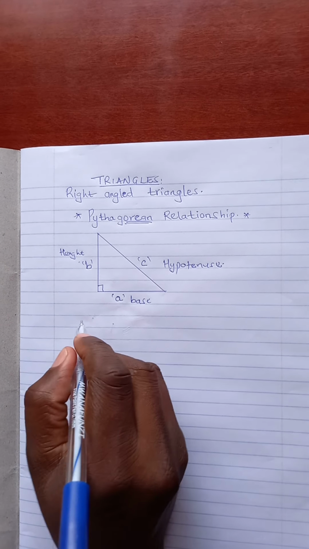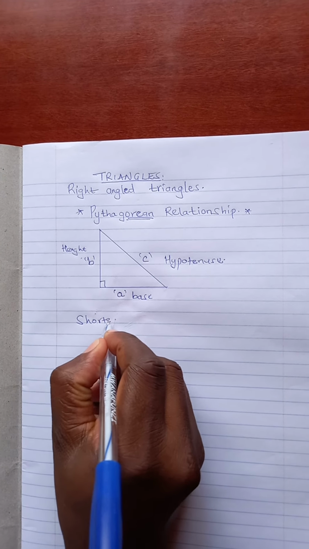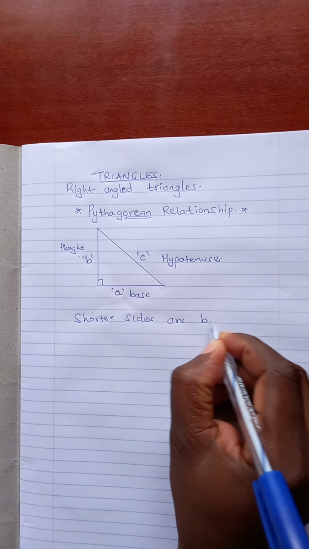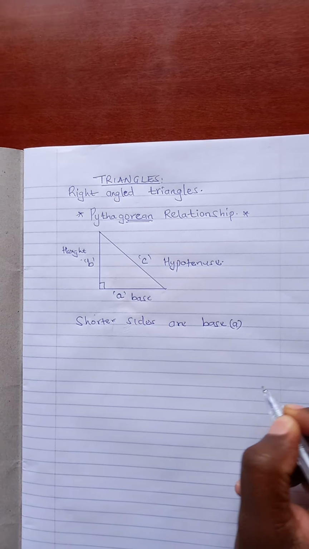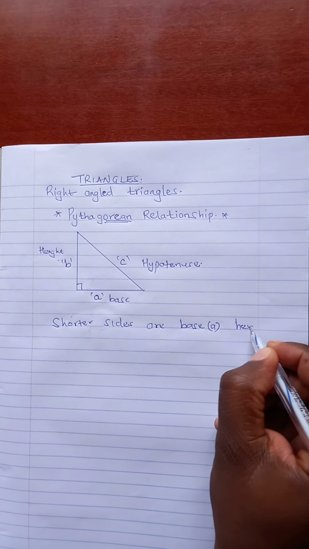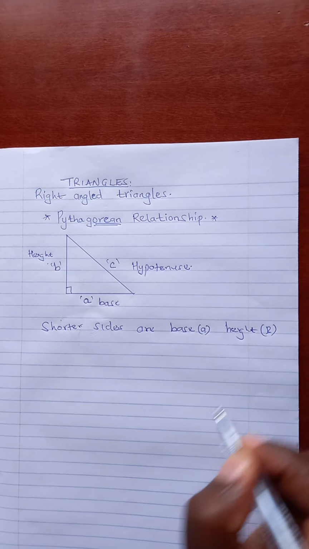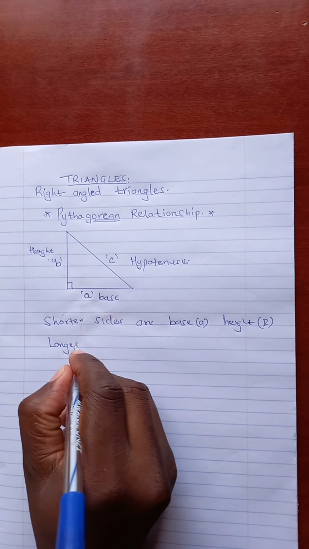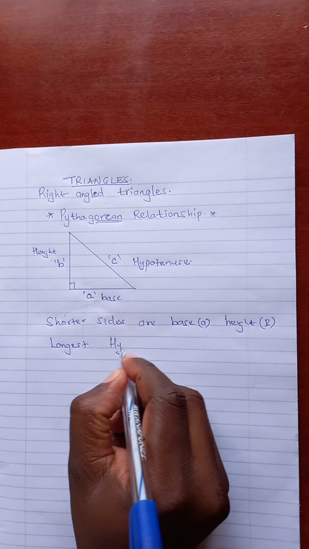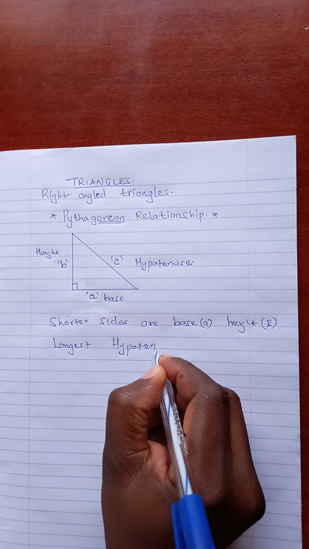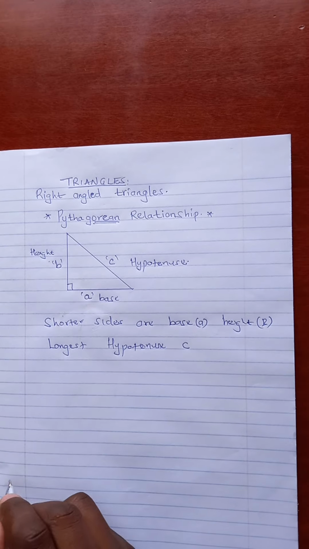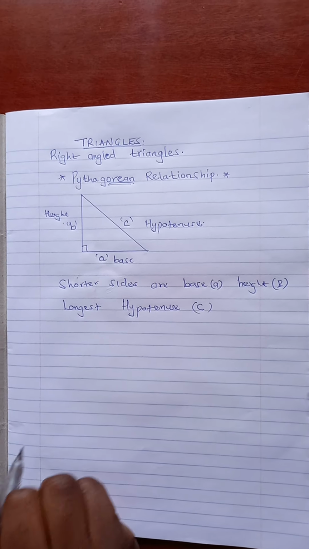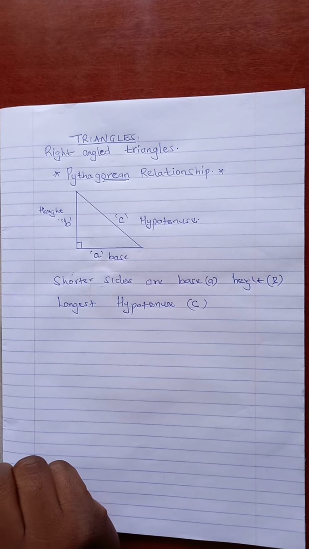First of all, you have the two shorter sides. The two shorter sides are the base, which is represented by A, and the height, which is represented by letter B. The longest side is the hypotenuse, which is represented by letter C. So when you are given two of the sides, you can get the other side.